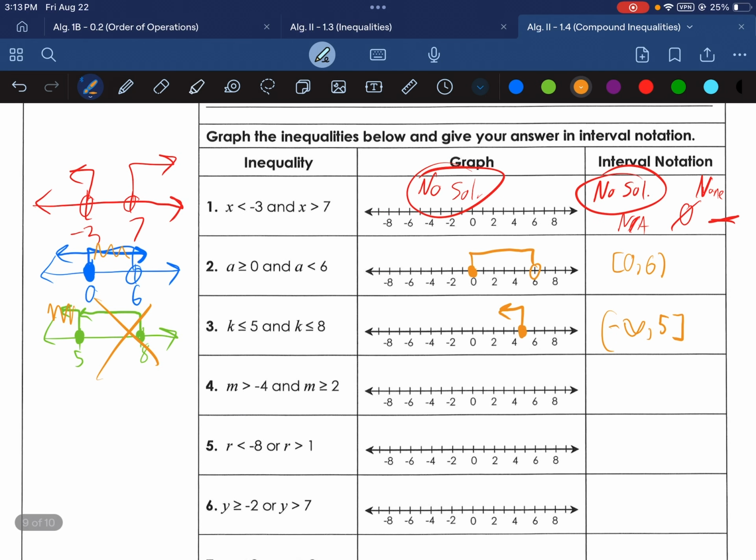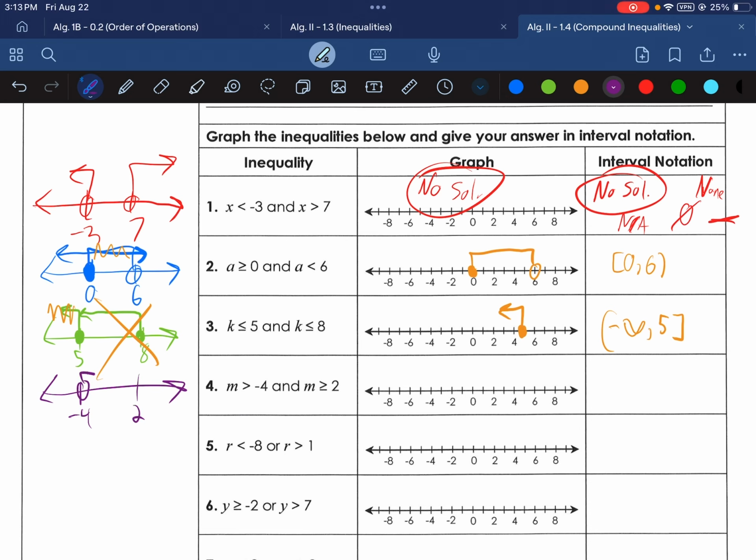Number 4, once again, encouraging the use of a rough draft graph. -4 and 2 are the numbers we're comparing to, with -4 being smaller and 2 being bigger. And I'm going to do an open circle on -4 and go to the right, a closed circle on +2 and go to the right.